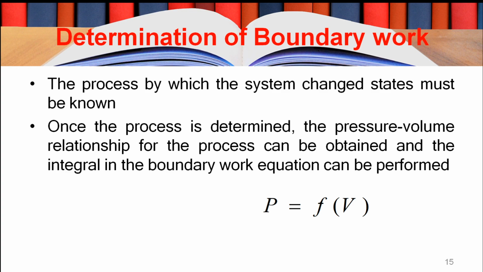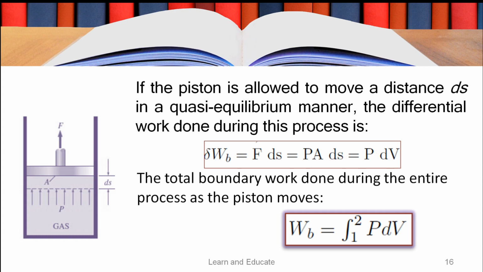Now we can determine the boundary work once the process is determined. The expression for boundary work will be different for different processes. So we have to find out what kind of process it is, whether the pressure is constant, or volume is constant, or temperature is constant, etc. Once the process is determined, the pressure-volume relationship for the process can be obtained and the integral in the boundary work equation can be performed. That we will discuss in detail when we discuss the various kinds of non-flow processes.